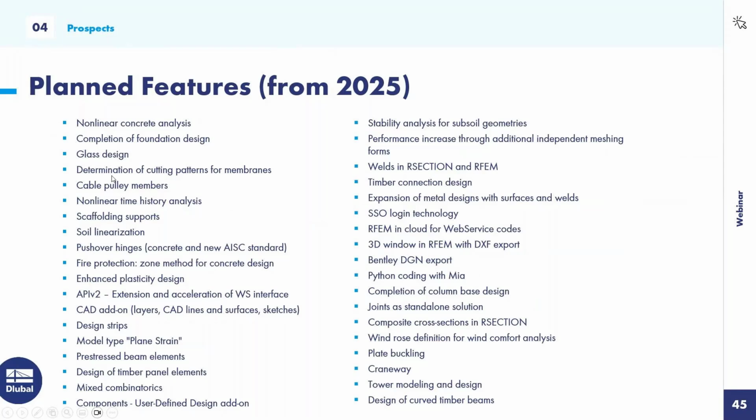Then the determination of cutting patterns for membranes, where the auto cutting is implemented, and the add-on does much of the work for you. Then cable pulley members. We had that type of member in RFEM 5, and now we will implement it in RFEM 6. Then the nonlinear time history analysis. It's the extension of the time history analysis add-on.